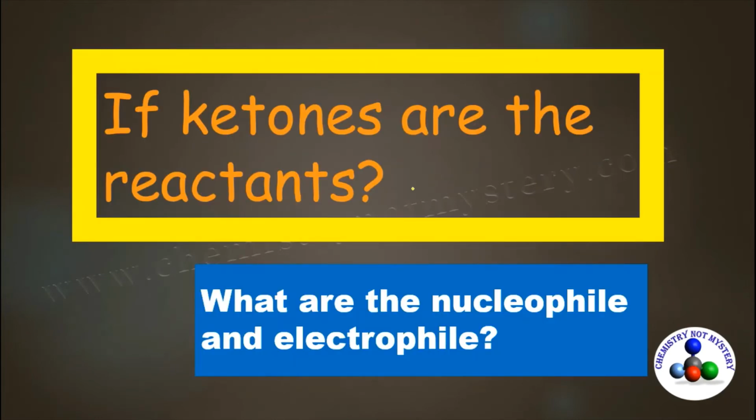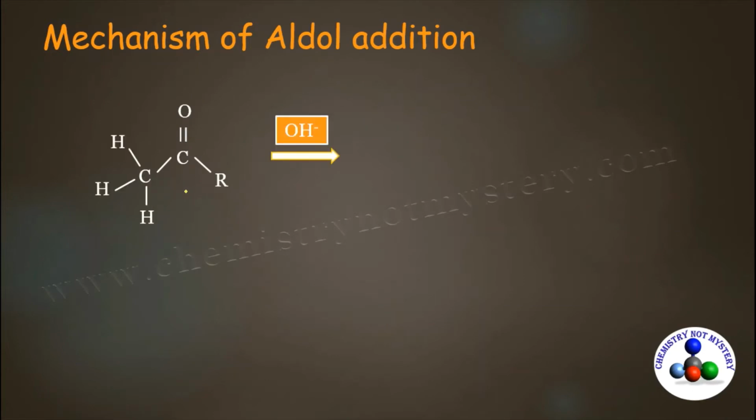If ketones are the reactants, what are the nucleophile and electrophile for Aldol reaction? So let's see the mechanism of Aldol reaction when ketones are the reactants. Here this is the ketone because the carbonyl carbon is bonded to two alkyl groups. In the presence of base, it will abstract alpha hydrogen from the alpha carbon and as a result of it, enolate ion will be formed.